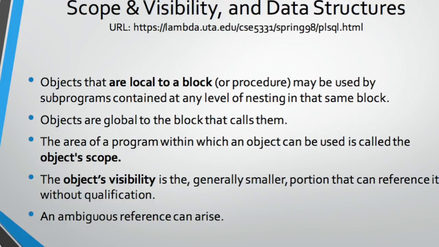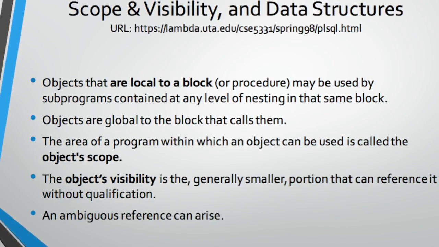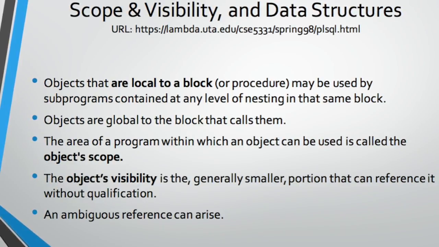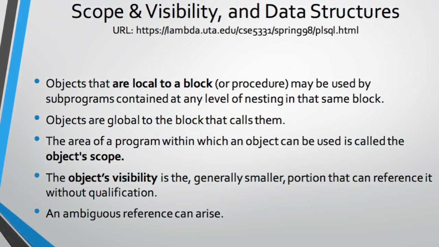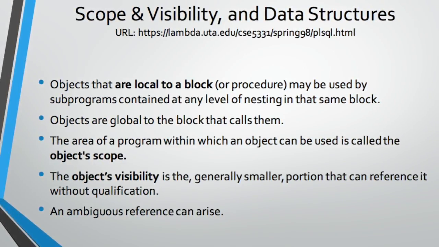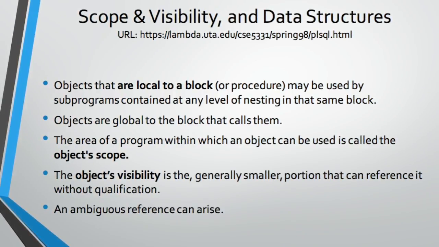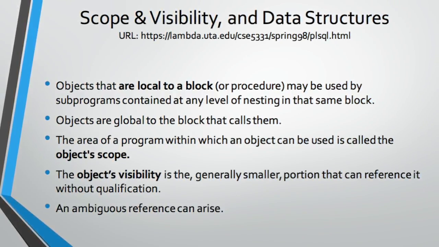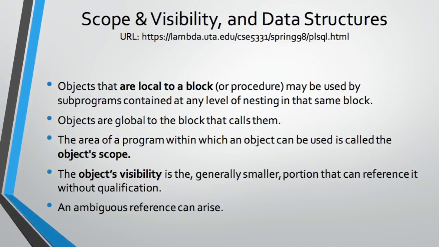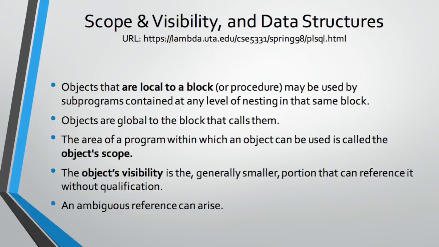We'll now look at scope and visibility and data structures in relation to PL SQL. Nested subprograms defined in the declare section can be called from either of the other sections, but only from within the same block where they are defined or within blocks contained in that block. An ambiguous reference can arise because objects of subprograms contained in different blocks can have the same names, even if they have overlapping scopes. Qualification is a method used to override this.